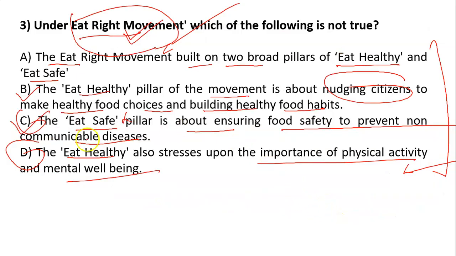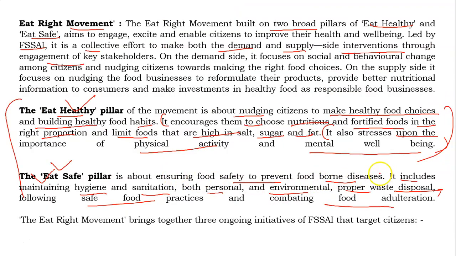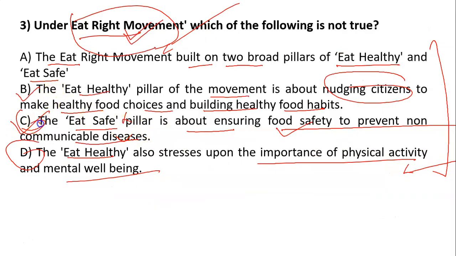Now, what was our answer? That is C. In this statement, he is saying that the eat safe pillar is about ensuring food safety to prevent non-communicable diseases, but it is actually to prevent foodborne diseases. It is not talking about non-communicable diseases, right? So answer is C here.